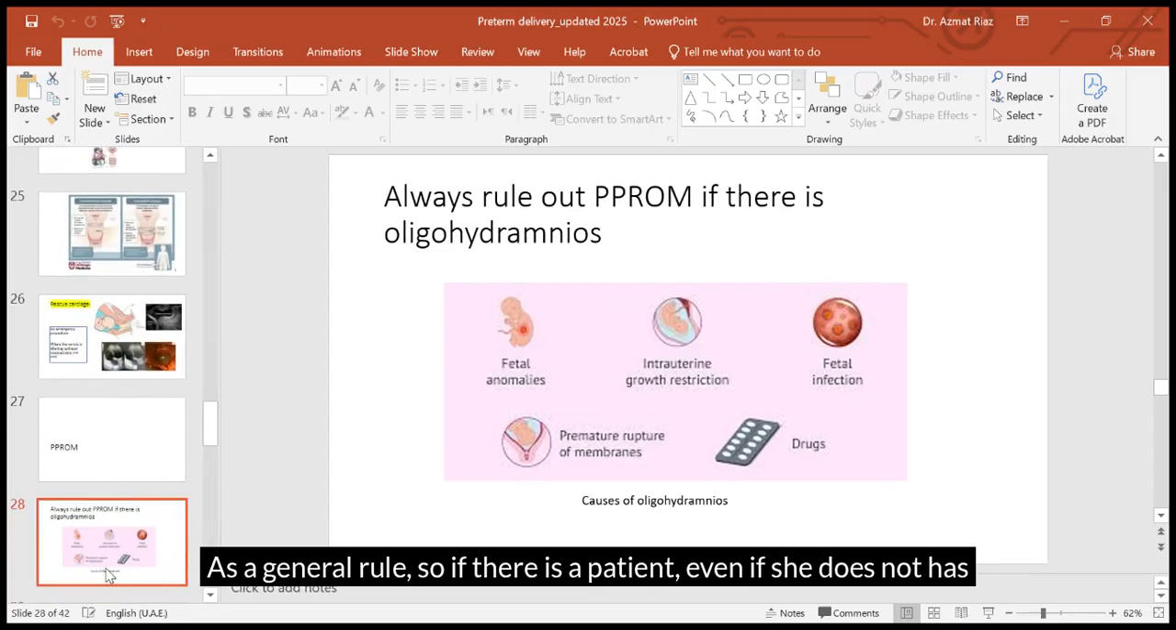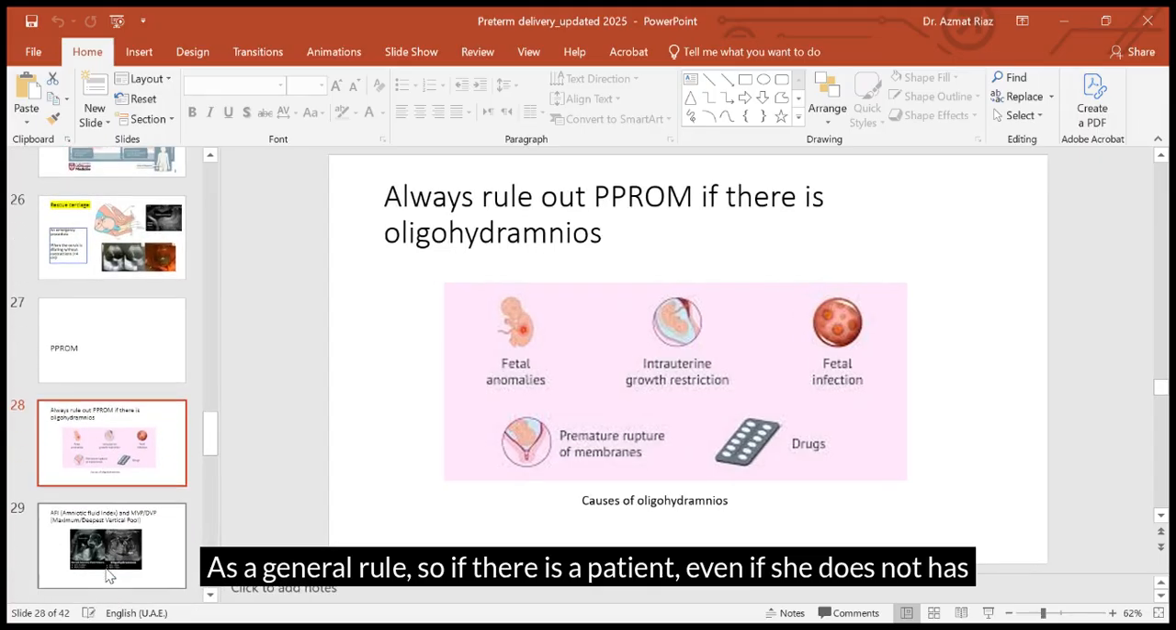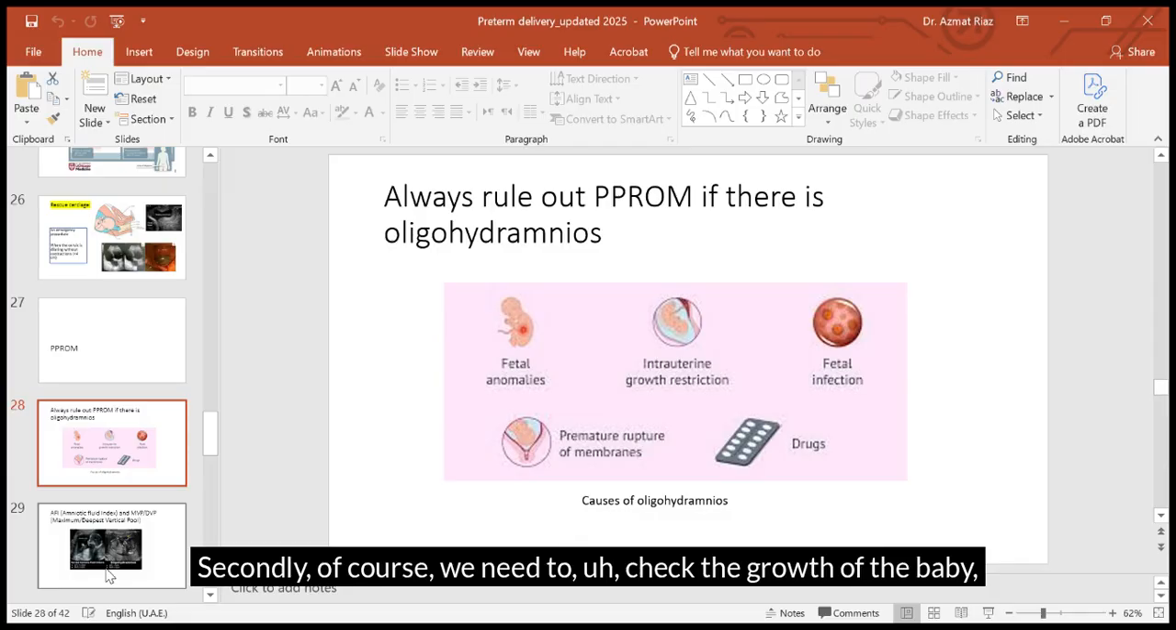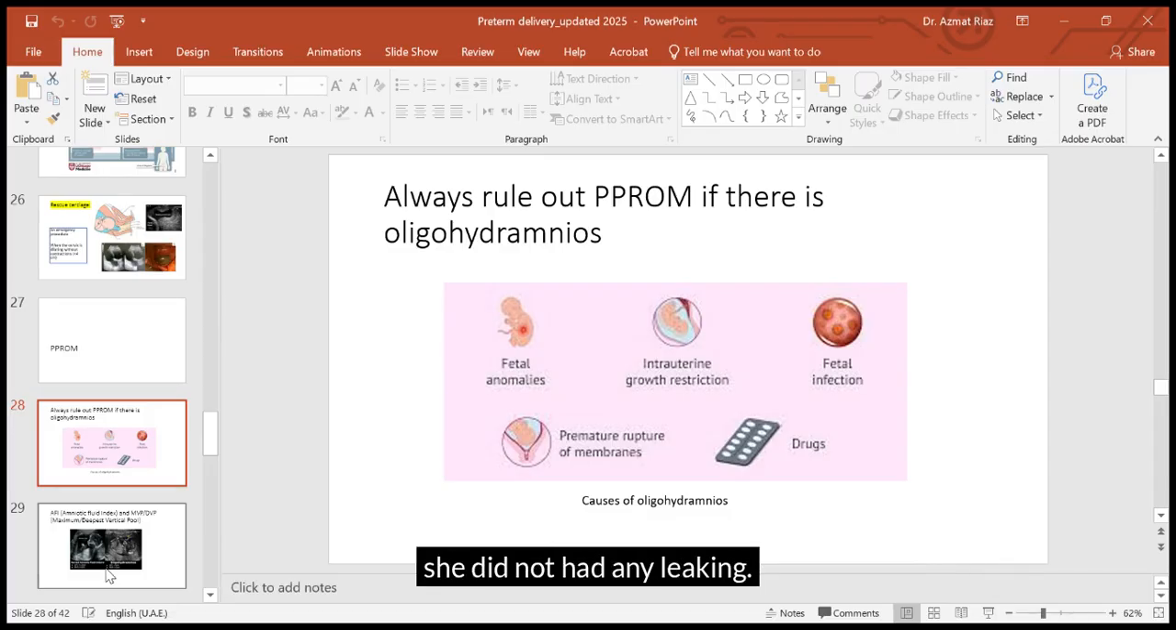As a general rule, if there is a patient, even if she does not have any complaint of vaginal leaking, if she has not noticed any vaginal loss of fluid, even then, if on ultrasound we see oligohydramnios, we have to do at least two things. First is measure her blood pressure. Okay. Secondly, of course, we need to check the growth of the baby, and we have to perform a speculum examination to make sure that she did not have any leaking.